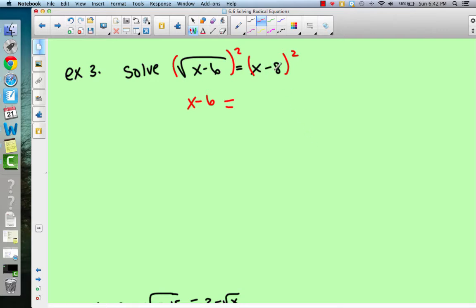Now, some of you are still having trouble with FOIL, so please be careful on this. x minus 8 squared, okay, is the same as x minus 8 times x minus 8. So please be careful not to try to shortcut this if you aren't comfortable with that, or if you keep getting the wrong answer. Write it all out if you have to. So x times x is x squared, x times negative 8 is negative 8x, negative 8 times x is negative 8x again, and then negative 8 times negative 8 is positive 64.